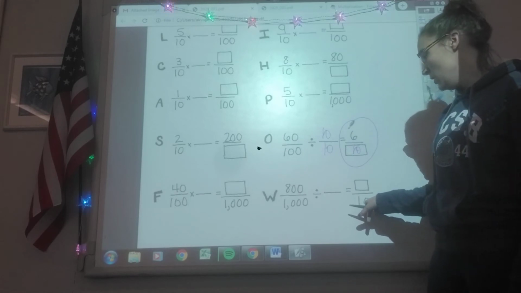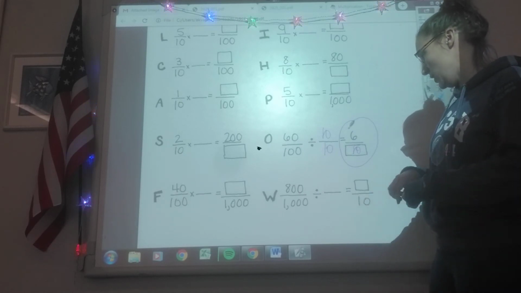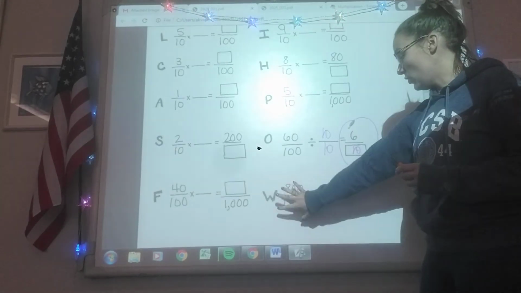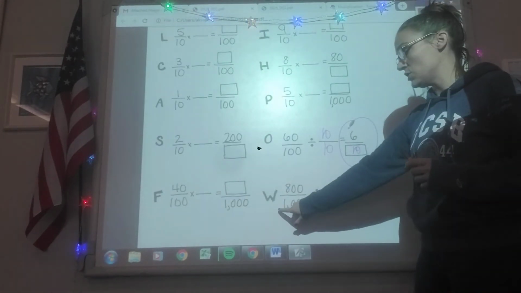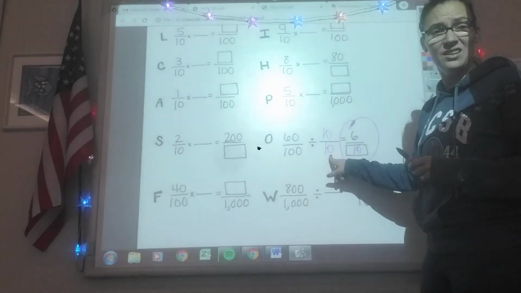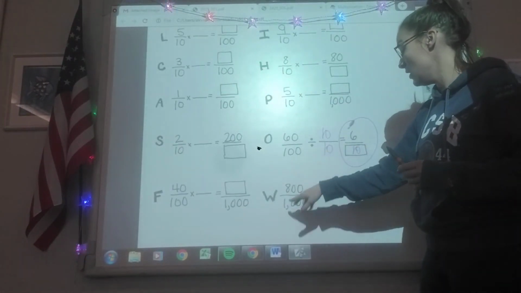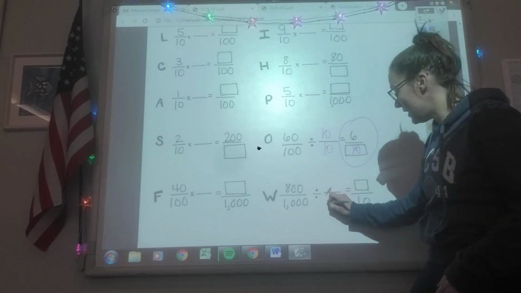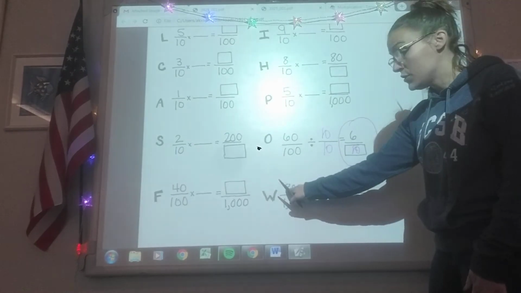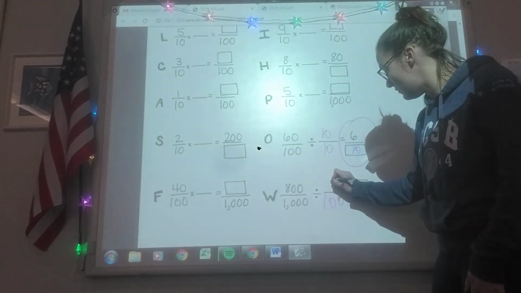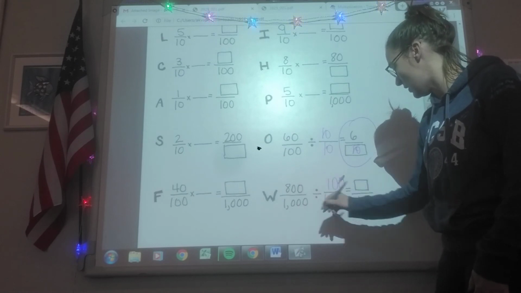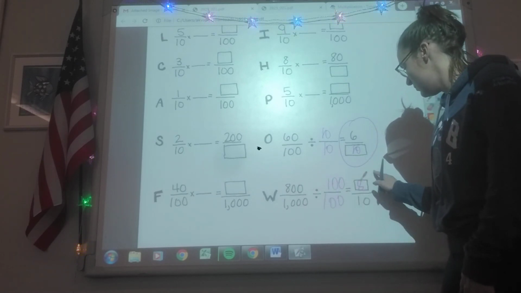Same thing here, but maybe even a little bit trickier because we're moving 2 zeros, right? We're going from 1,000 to 10. So 1,000 divided by what is 10? It can't be 10, right? Because 100 divided by 10 is 10. But 1,000 divided by 100 is 10. So then same thing here. 800 divided by 100. We're taking off 2 zeros. It's just 8. 8/10.